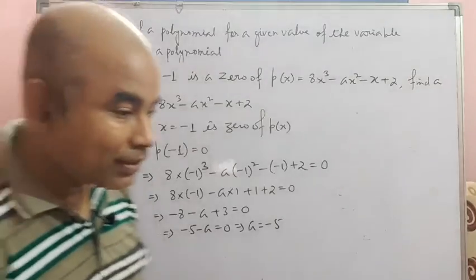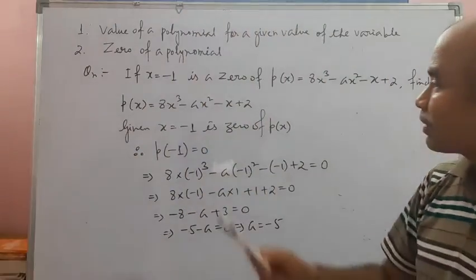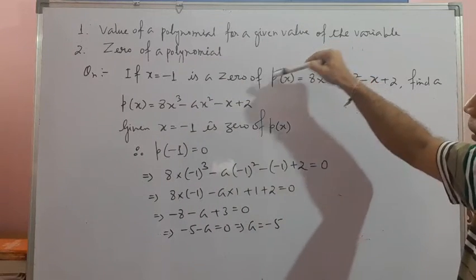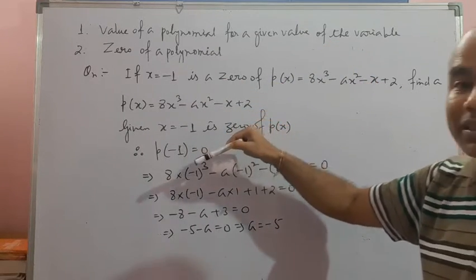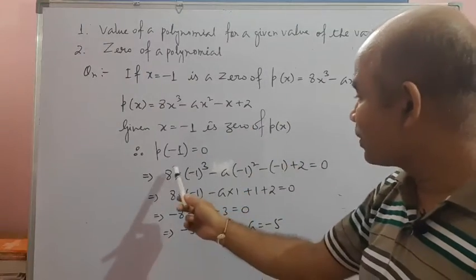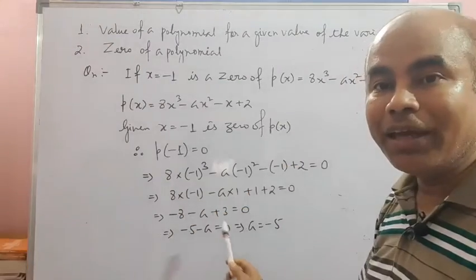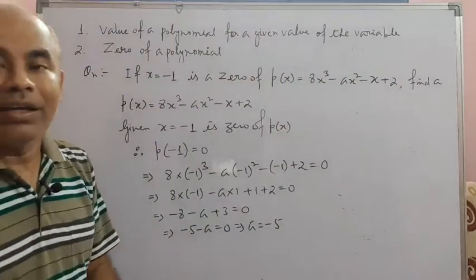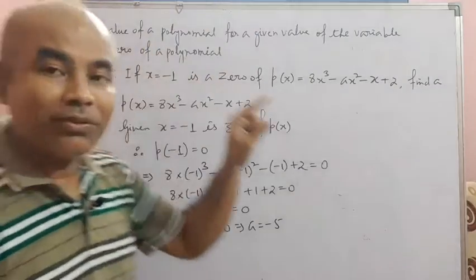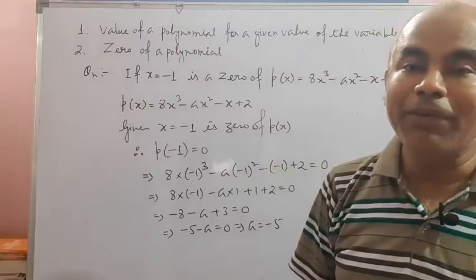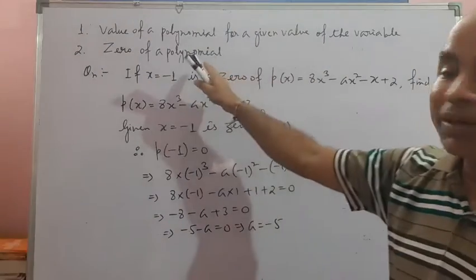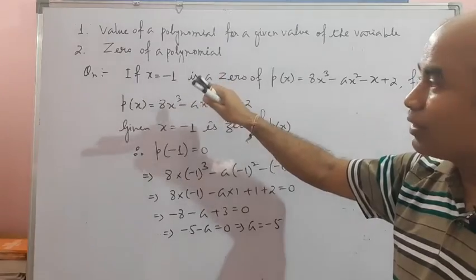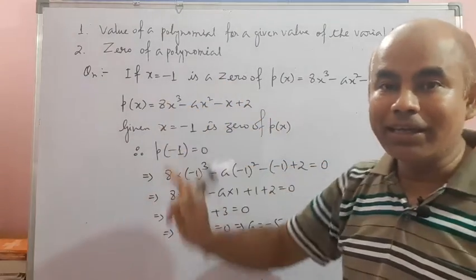So this type of question may be asked using the definition of the 0: if x equal to minus 1 is 0 of this polynomial, then when you put x equal to minus 1, the value of the polynomial is 0. So you will get an equation in a, and thereby you can find the value of a. Okay. So this much for these two topics. One is we discussed the value of a polynomial for a given value of the variable. Next we discussed the 0 of a polynomial, what is the definition of 0, and lastly we discussed how to find the 0 of a linear polynomial.